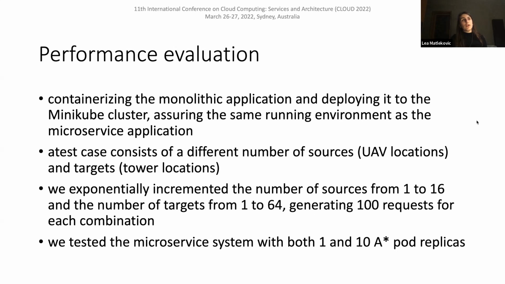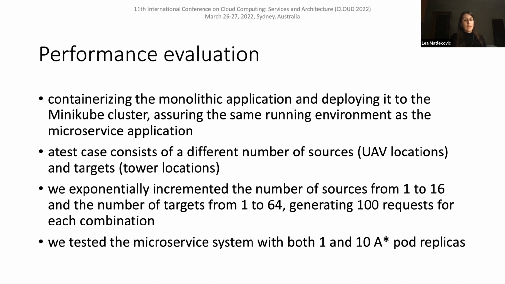consisting of a different number of sources, which are UAV locations, and targets, which are tower locations. Then we used different combinations for the number of sources and number of targets, where we increased the number of sources exponentially from 1 to 16 and targets from 1 to 64, and generated 100 random requests for each combination. So in total, 3,500 requests.